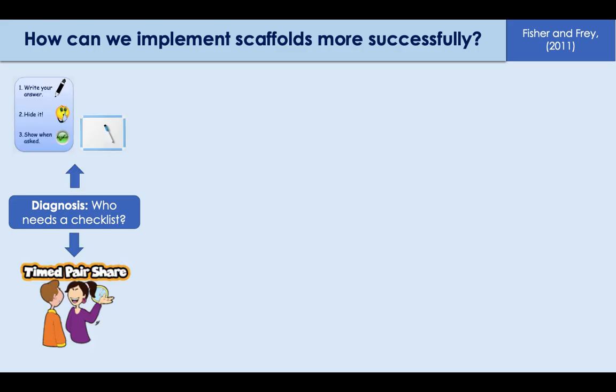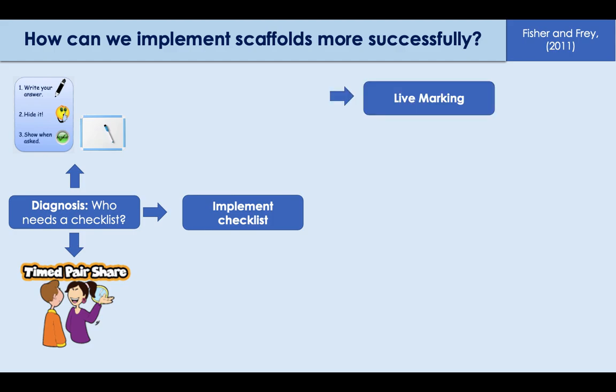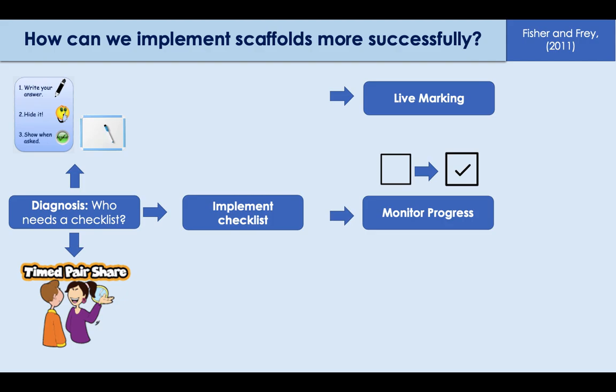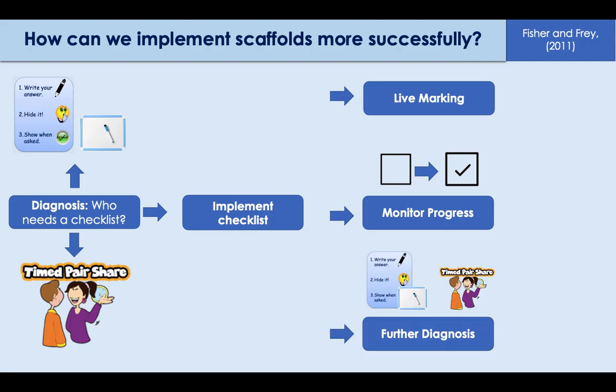And it all comes from Fisher and Frey's ideas of using a diagnostic tool to check who needs a checklist. So this could be either through mini whiteboards or it could be through a think, pair, share. And then what this allows is the teacher to choose who actually gets the checklist or who can have a redacted version of a checklist. So this would then be improved by live marking, monitoring the students' progress, getting them to tell you where they think the marks are, and then doing further diagnosis to eventually remove or reduce that scaffold.